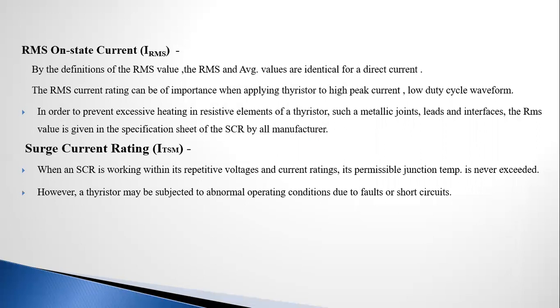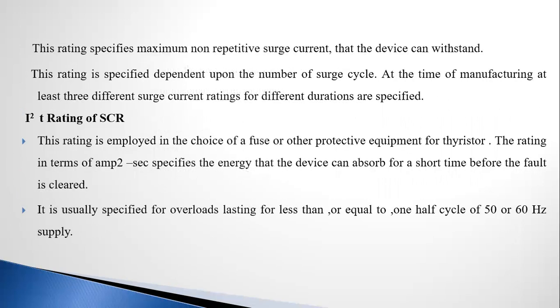Now, the surge current rating, that is given by the I of TSM. When the SCR is working within its repetitive voltage and current rating, its permissible junction temperature is never exceeded. However, a thyristor may be subjected to abnormal operating conditions due to faults or short circuits. So this type of rating is the maximum non-repetitive surge current that the device can withstand. Therefore, this rating is specified dependent upon the number of surge cycles. At the time of manufacturing, at least 3 different surge current ratings for different durations are specified.